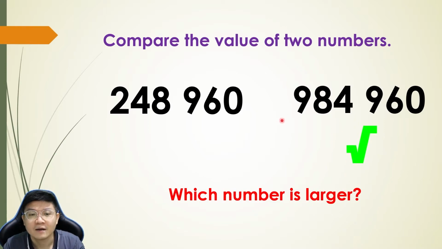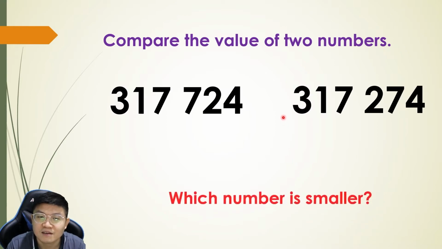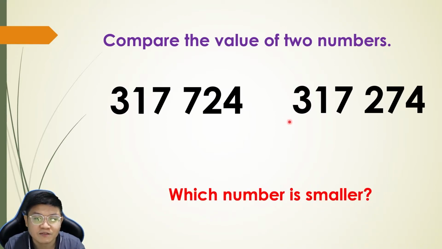Right? But how about these two? 317,724 as compared to 317,274. Which number is smaller? Do you find out? It's actually the right hand side.